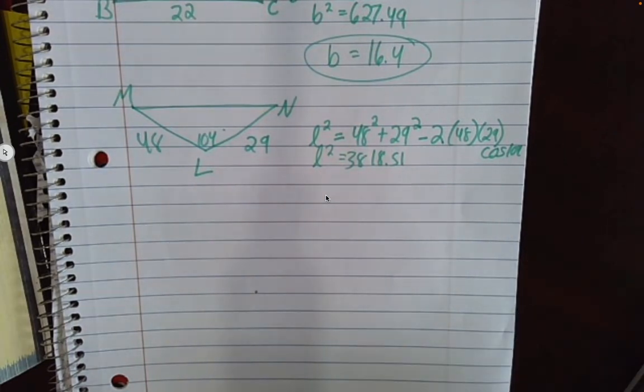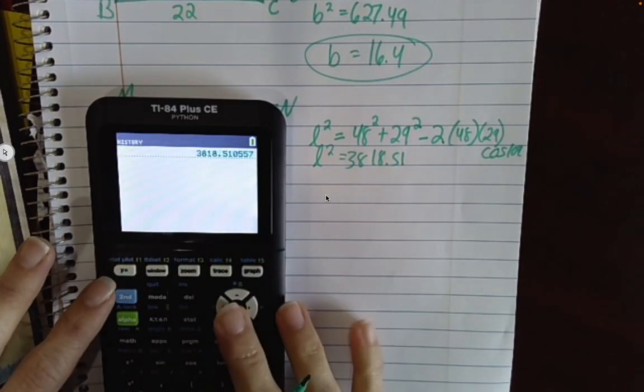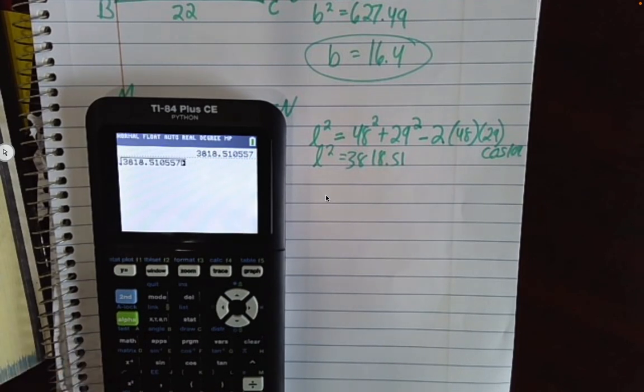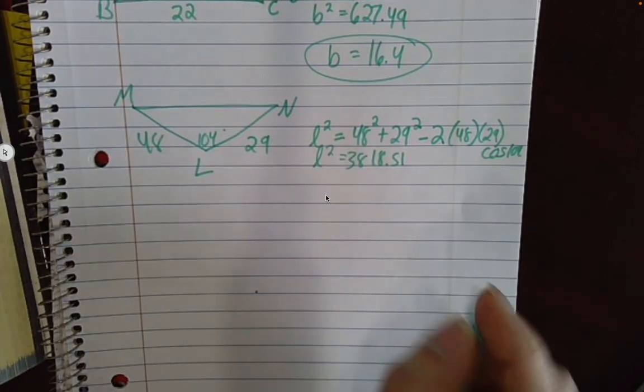There's one last step. What do I have to do? Square root it. So I'm going to square root. And I just like to scroll up and grab my number that way. And I get 61.8. So my length is 61.8.